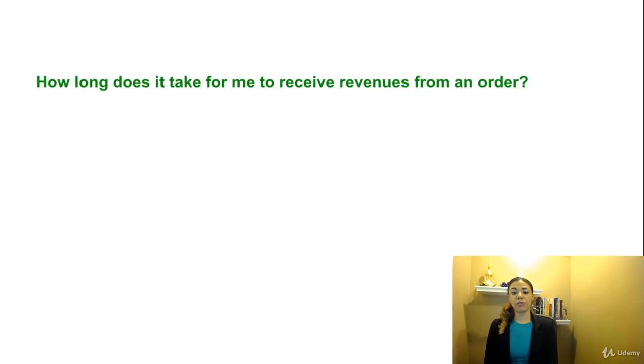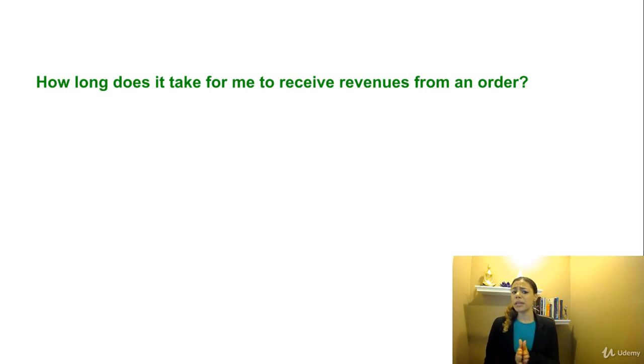How long does it take for me to receive revenues from an order? This can vary depending on what kind of gigs you're offering. If you're offering anything that's a physical item that you're going to be shipping, it will take longer to get paid. It takes 14 days to get paid out if you are shipping anything through Fiverr. It takes only, I think, 7 days when you're a new seller before you become a level 1. And then once you're a level 1, it only takes 3 days for the orders to be processed and for you to get paid out.